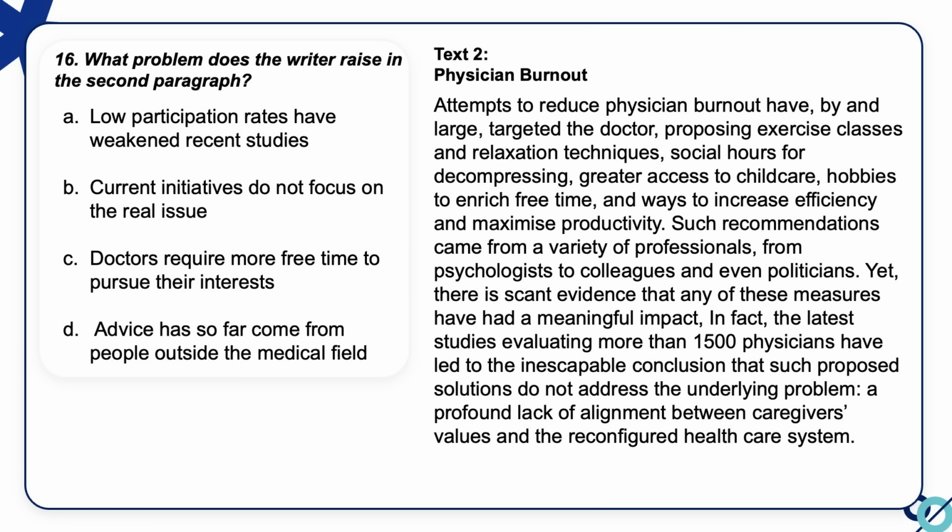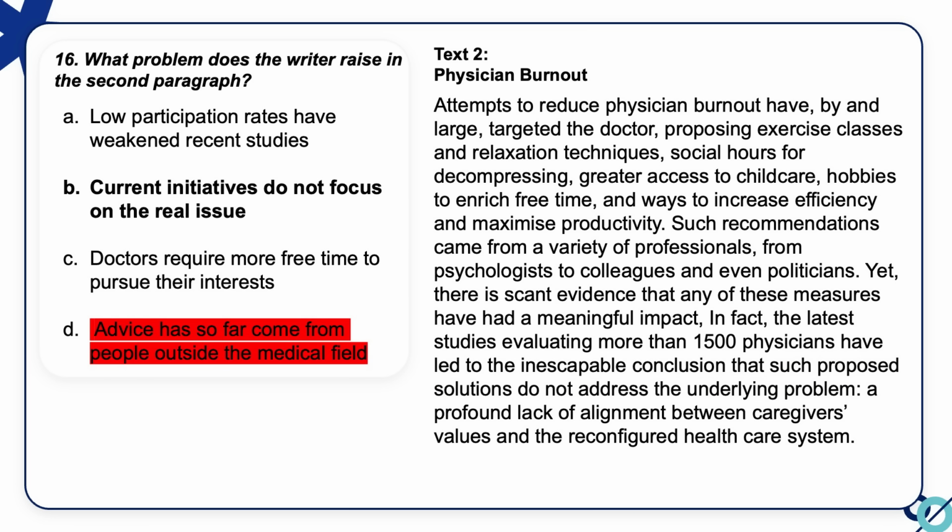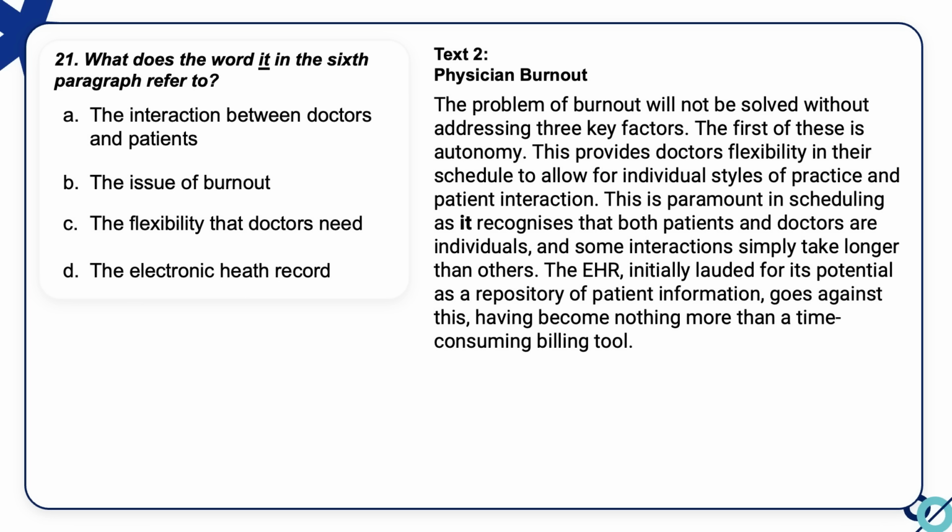Now let's look at question 16. Question 16 asks, what problem does the writer raise in the second paragraph? The correct answer is B. Current initiatives do not focus on the real issue. The text lists initiatives like exercise classes and hobbies. It then says, such proposed solutions do not address the underlying problem. Many people may answer D, but this is incorrect. While the text mentions advice came from politicians and psychologists, the problem raised is the lack of alignment, not the source of advice.